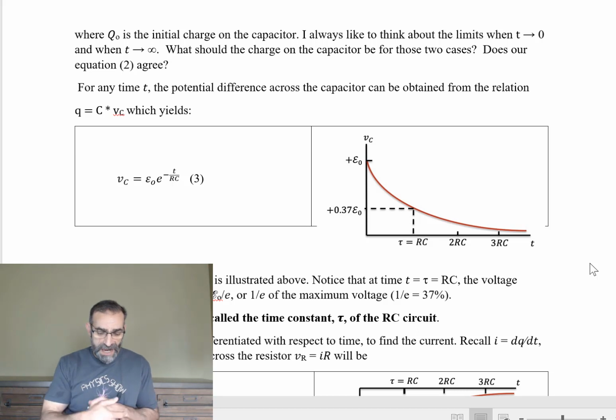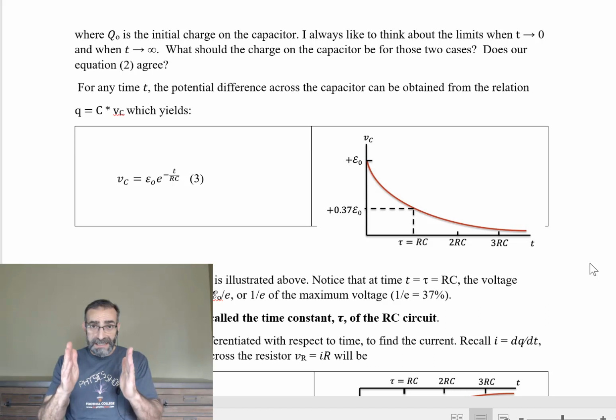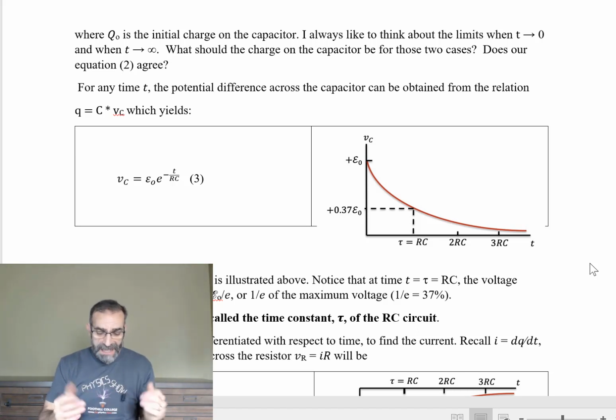And that's shown in the graph here. If you know what the maximum value is, 1 over E of that, right, 37%, and then you find where the time is, what time interval elapsed for it to go to 1 over E of its maximum value, that's the time constant of the circuit.